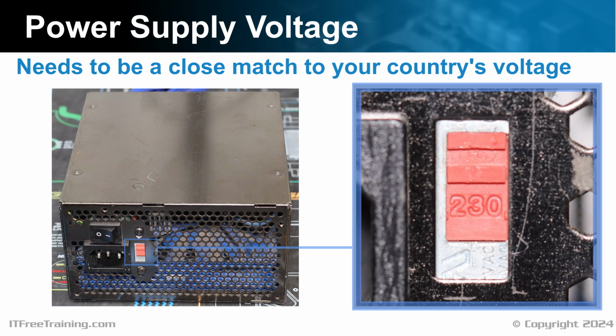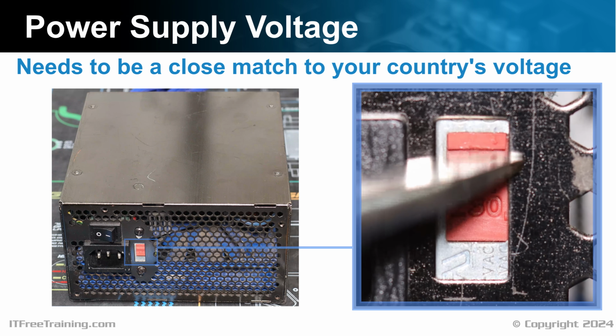If your power supply has this switch and it's not set correctly, when you switch on the power supply, it will most likely blow the internal components, and you'll need to buy a new power supply. The voltage needs to be a near match. In this example, the power supply is currently set to 230 volts, otherwise known as high line. If your country uses 240 volts, this is a close enough match.